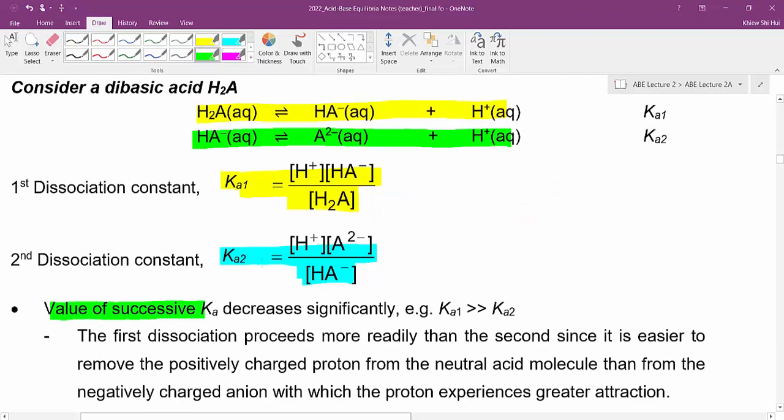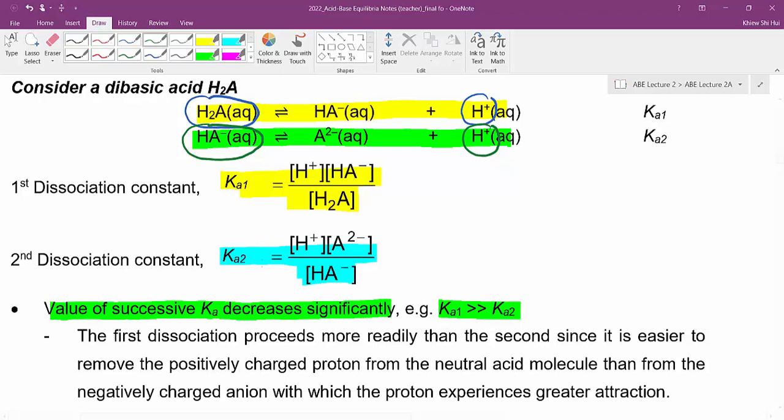The value of successive Ka decreases significantly. This means that the value of Ka1 is much larger than the value of Ka2. Why is this so? For the first equation, the H+ is lost from a neutral molecule, whereas in the second equation, the H+ is lost from a singly negatively charged anion, and there is a greater attraction between the proton and the HA-. As such, the first dissociation is more likely to occur than the second dissociation.